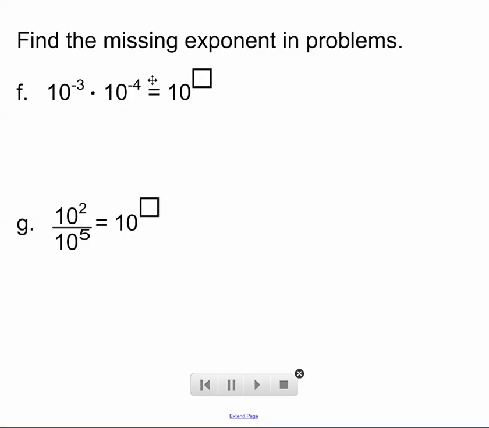Let's find the missing exponents here. So we know that when we multiply numbers with the same base, we're supposed to add their exponents. So here we're just adding negative 3 and negative 4, so my missing exponent would be negative 7. We also know that when we subtract or divide numbers with the same base, 10 and 10, we subtract the exponents. So 2 minus 5 here would be negative 3.